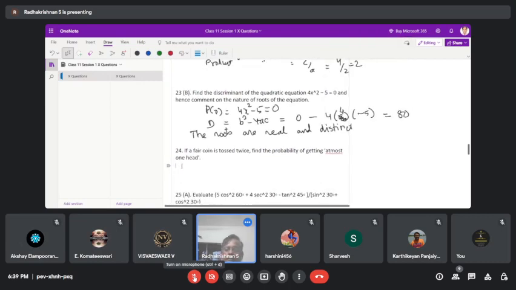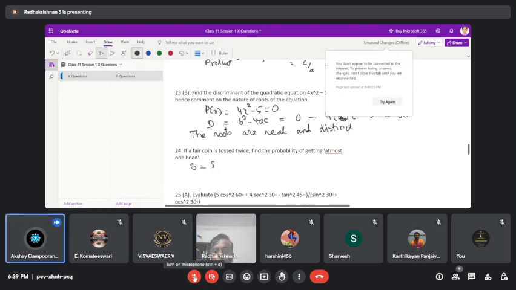Right. Next question. If a fair coin is tossed twice, what is the probability of getting at most one head? Here again, let us write the sample space first. S equals head head, head tail, tail tail, and tail head.